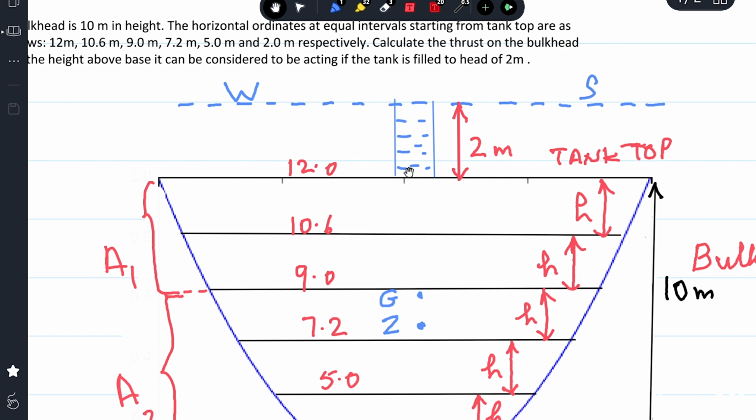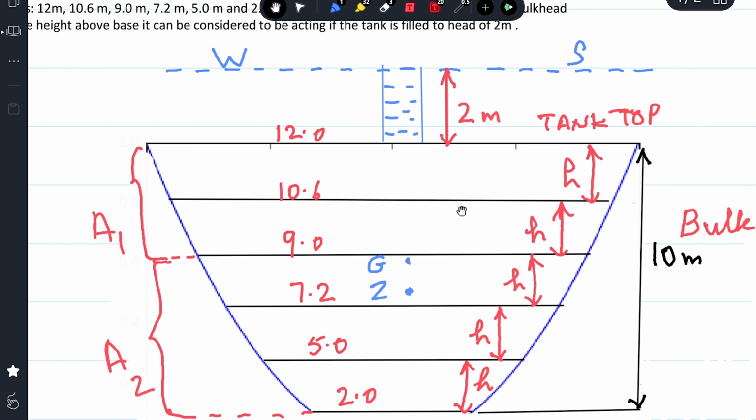And this is a sounding pipe or the air pipe, and the liquid is extending 2 meters, because it says tank is filled to head of 2 meters, not to the sounding of 2 meters. It's the head of 2 meters, so above the tank top 2 meters, and this WS is the water surface in the sounding pipe. This is the tank top.